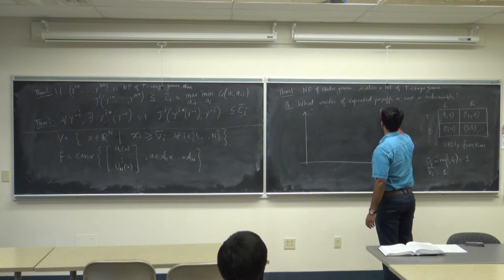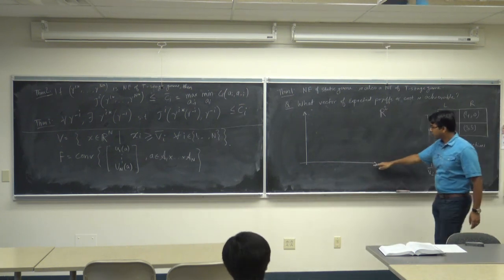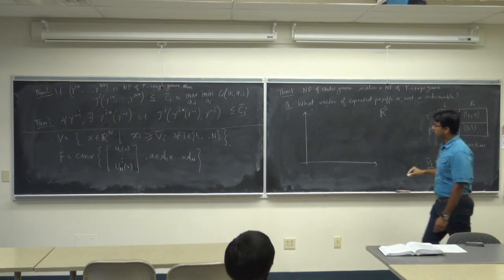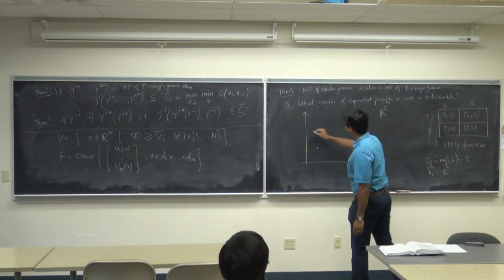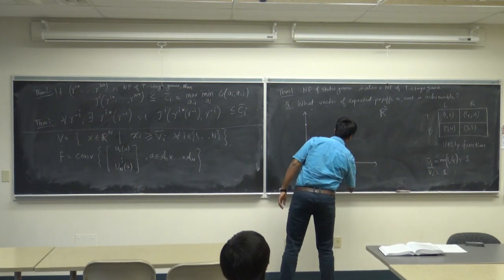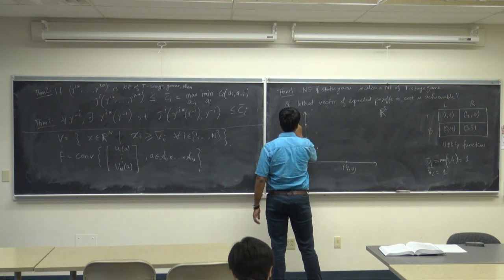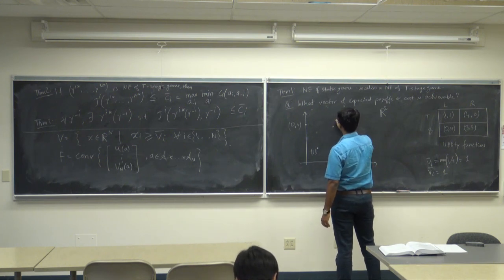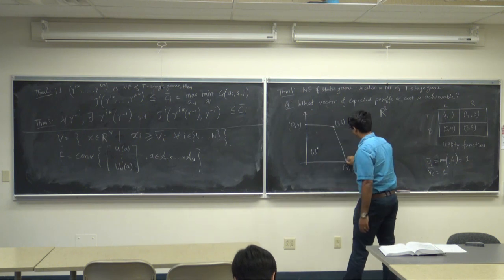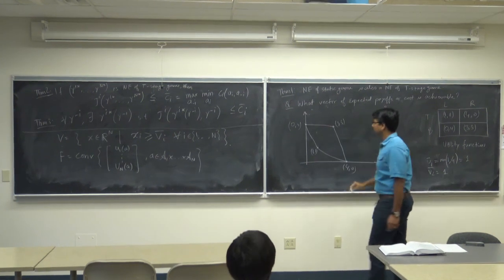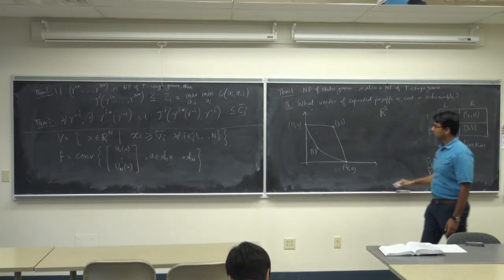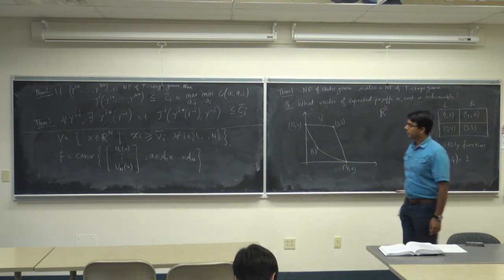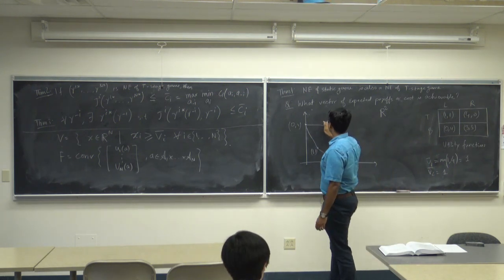This is my R2, because that's the payoff of player 1 and that's the payoff of player 2. So what is 1-1 here? That looks somewhere here. 4-0 would be here, so this is 4-0. This is 1-1. This is 0-4. And then I have 3-3. So what's the convex combination? That's this region, right? Everything inside this is F.